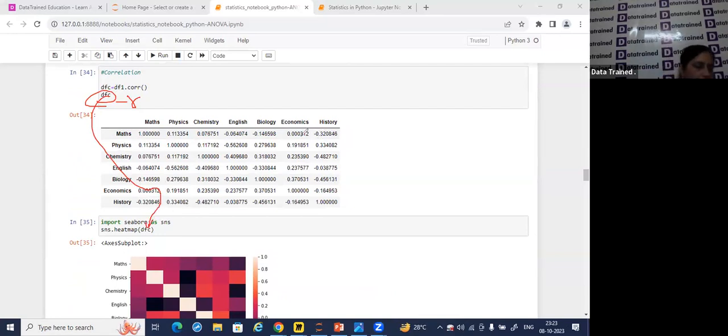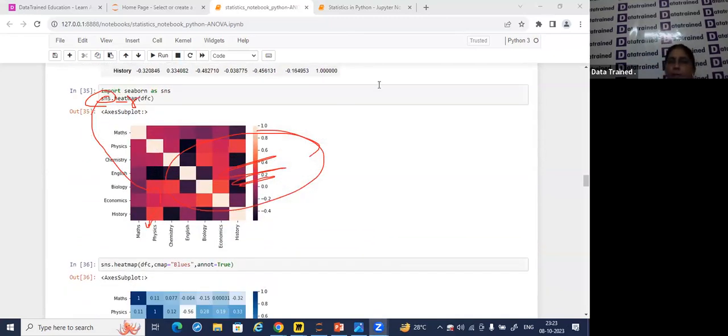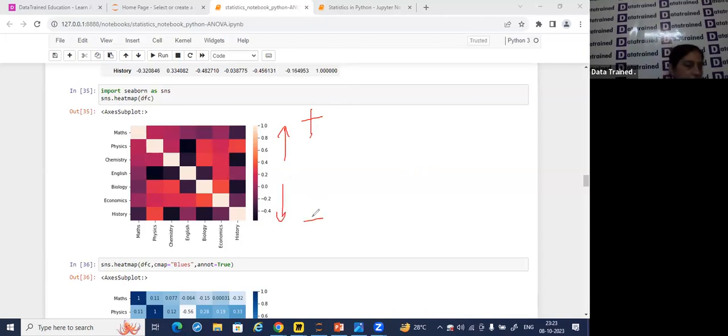Now all these values are coming as numerical data, and I can see them with the heat map in some colors. Wherever I'm getting a lighter shade, there the positive correlations are. And if I'm getting negative, here negative correlations are there. So positive correlations or negative correlations are there.